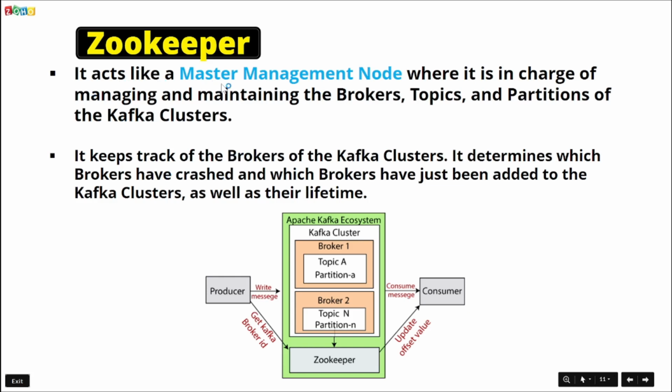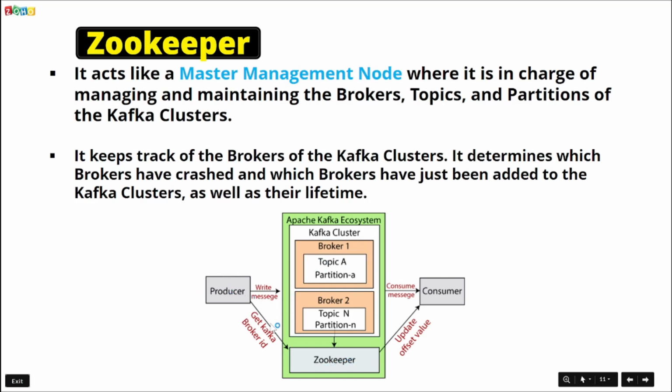Zookeeper acts like a master management node, in charge of managing and maintaining the brokers, topics, and partitions of the Kafka cluster. It keeps track of the brokers of the Kafka cluster. It determines which brokers have crashed and which brokers have just been added to the cluster, as well as their lifetime. So Zookeeper keeps track of all the configuration of brokers, topics and partitions. It knows which broker is currently active, how many brokers there are, and which one has crashed. All the information is with Zookeeper.